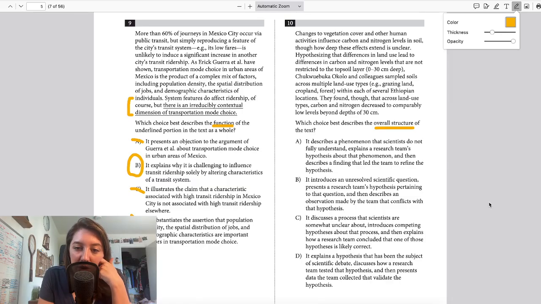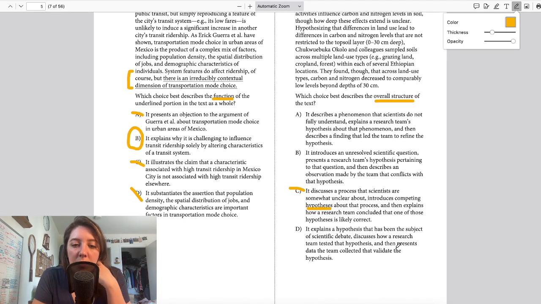C, it discusses a process that scientists are somewhat unclear about, introduces competing hypotheses about that process, and then explains how a research team concluded that one of those hypotheses is likely correct. Okay, so this one I don't like. The immediate reason is because, sure, it has the same intro, hypothesis, result, but it says it's multiple hypotheses and it's not. Yes, there are multiple colleagues, but they're writing one paper, they're producing the same result. Okay, so C is out.